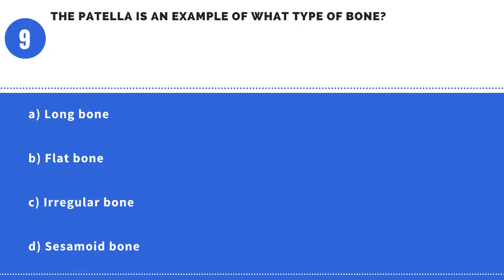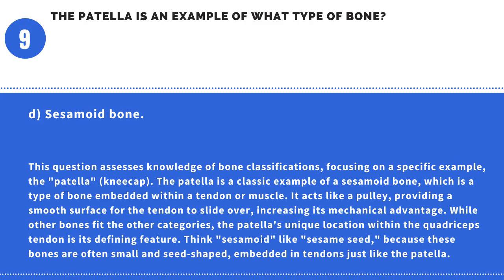Question 9. The patella is an example of what type of bone? A. Long bone, B. Flat bone, C. Irregular bone, D. Sesamoid bone. Answer: D. Sesamoid bone. This question assesses knowledge of bone classifications, focusing on a specific example, the patella, kneecap.